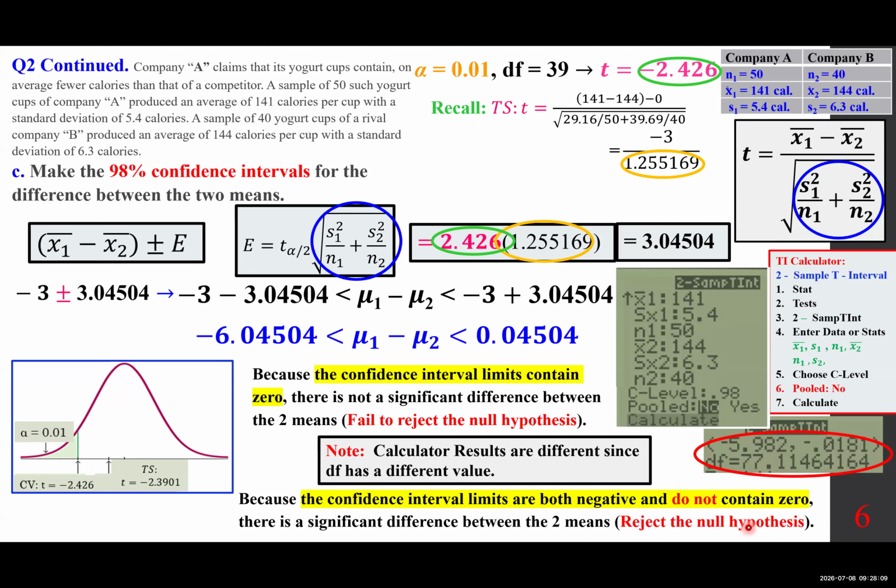So I hope everybody can see why the difference happens here. If the two are extremely close, then the result from hand calculation and technology calculation will be different. Okay, they're extremely close.